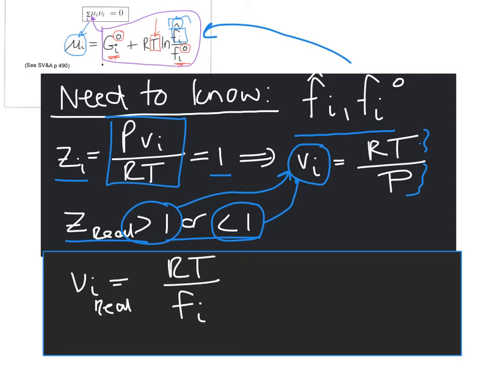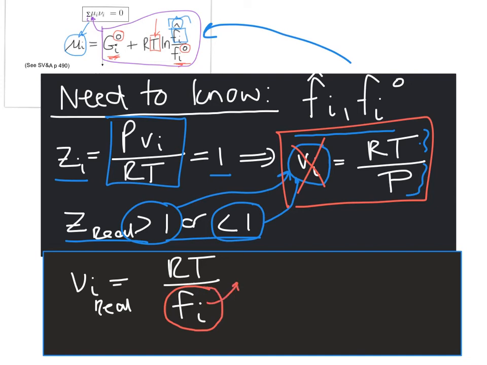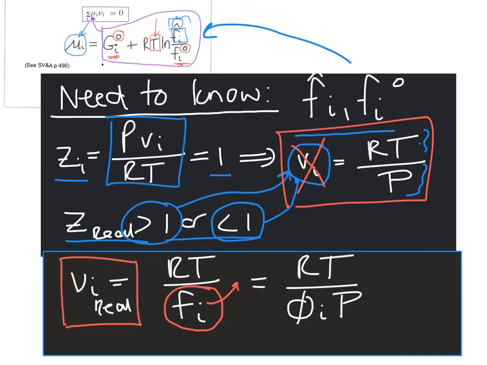This implies that simply applying the ideal gas law will not result in the correct specific volume. So now the fugacity, and remember we are still considering just pure components, is a pseudo pressure that will make the ideal gas law true. And it can be calculated with a correction factor, the fugacity coefficient, multiplied by the actual pressure that the gas is experiencing.